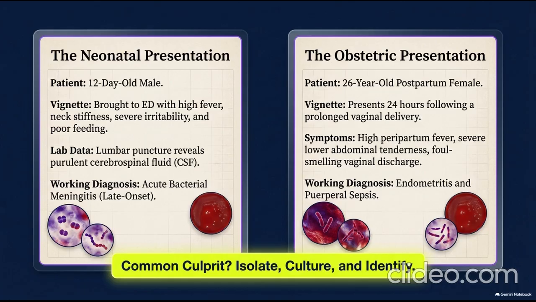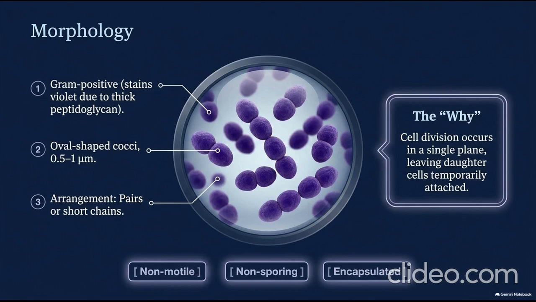Why chains? Because cell division in Streptococcus species occurs strictly in a single plane. When they divide, the daughter cells fail to fully separate, leaving them temporarily attached in these elegant microscopic bead-like structures. 3 critical structural features for your exams. First, GBS is non-motile. Second, GBS is non-sporing. Third, GBS is encapsulated. This capsule is heavily linked to its virulence, as we will see in a moment. So remember, gram-positive oval cocci in short chains.